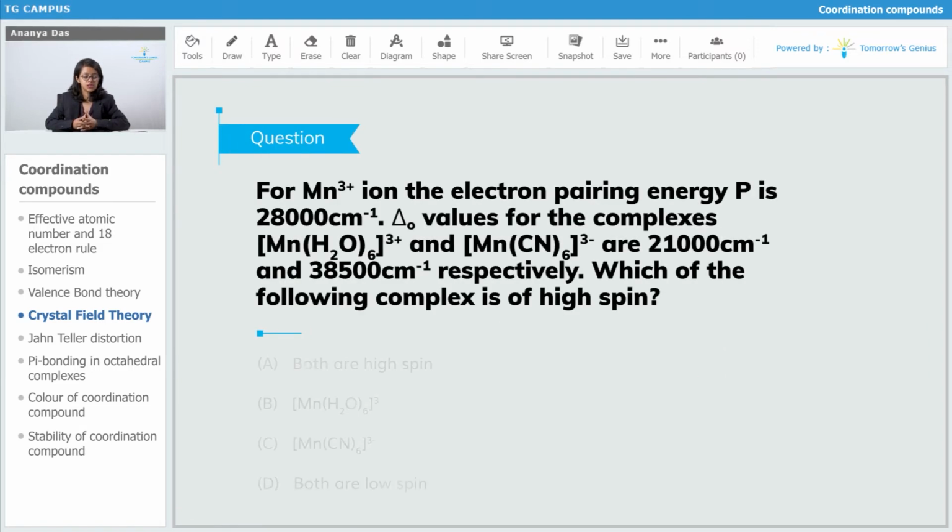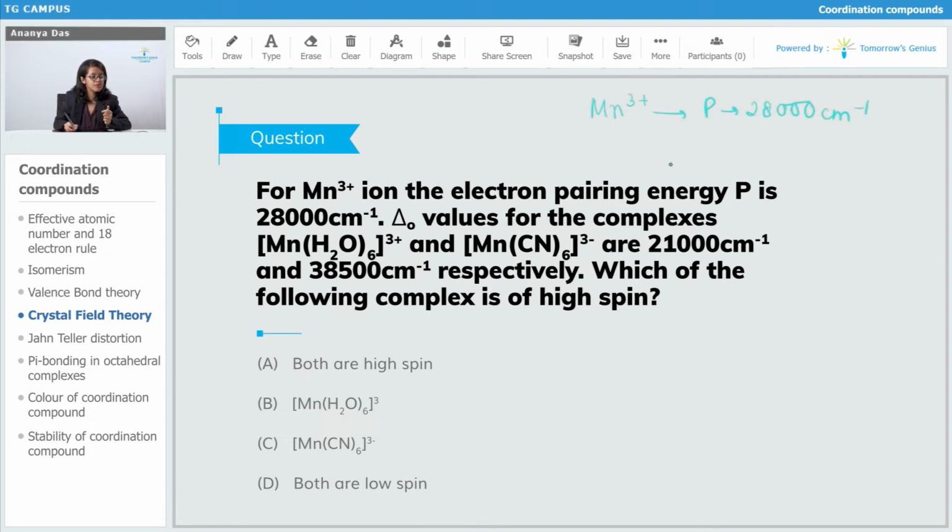Now we have a question. It states that for Mn3+ ion, the electron pairing energy is 28,000 centimeter inverse. It says that the delo of the complex [Mn(H2O)6]3+ is 21,000 centimeter inverse, and the delo of the complex [Mn(CN)6]3- is 38,500 centimeter inverse. Which of these complexes is high spin?